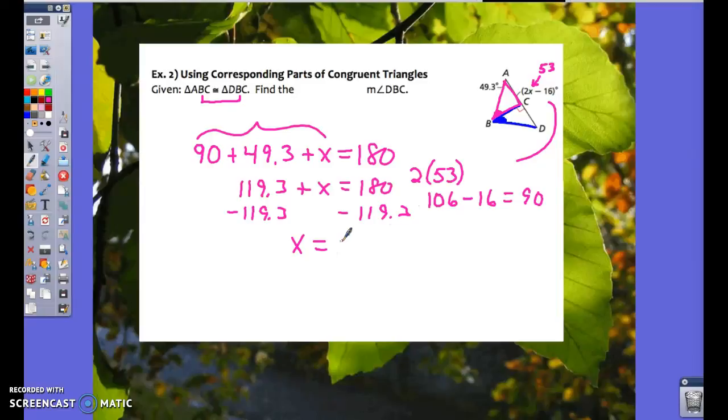We get x is equal to 60.7, I believe, if my math is correct. And actually, I just caught a quick little error. Notice this should be 139.3. So what I explained to you is correct, over a quick little mathematical error. The correct answer is 40.7. Sorry about that.